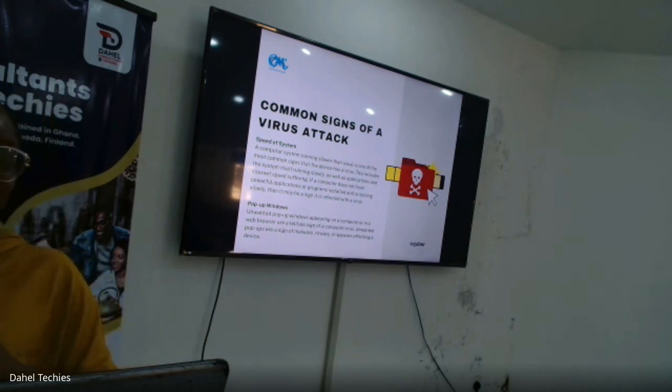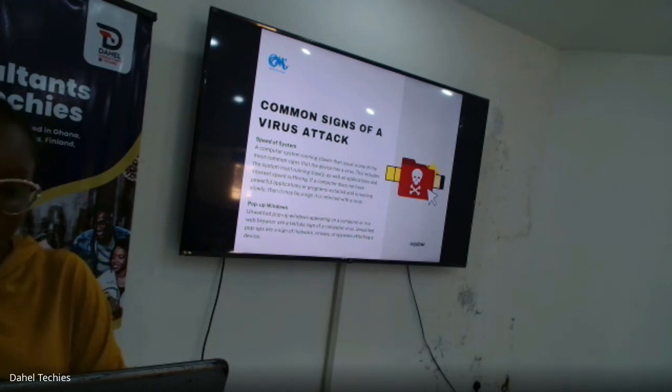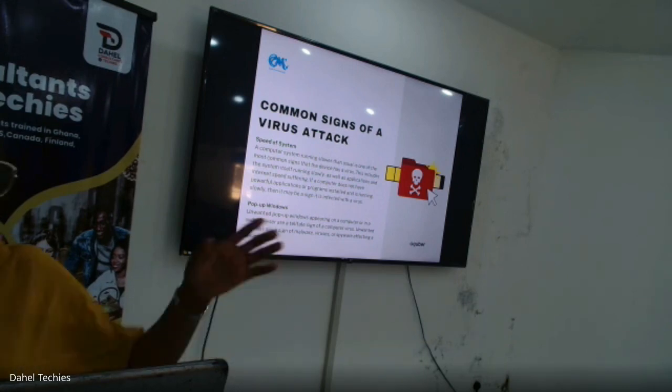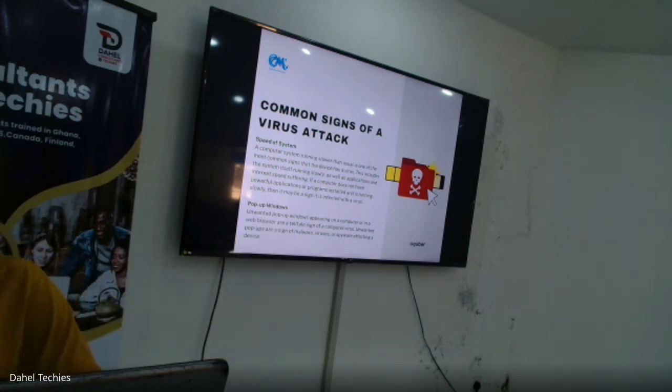But okay, one way is to check the speed of your system. That is one way to identify a virus attack. You would know if your system is usually fast and suddenly it becomes slow. Besides the other technical issues that we have, if it's okay in that aspect and it's just suddenly slow, you know that it's a sign of a virus attack.